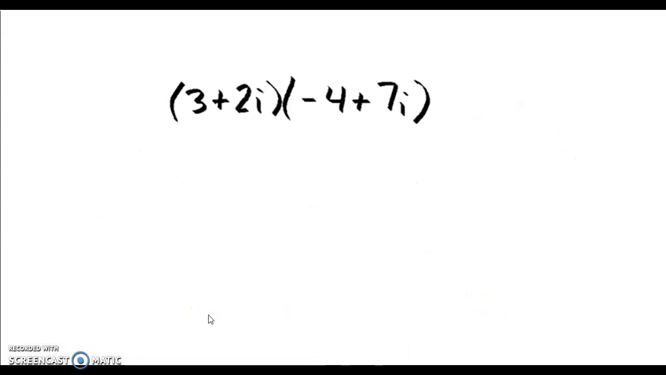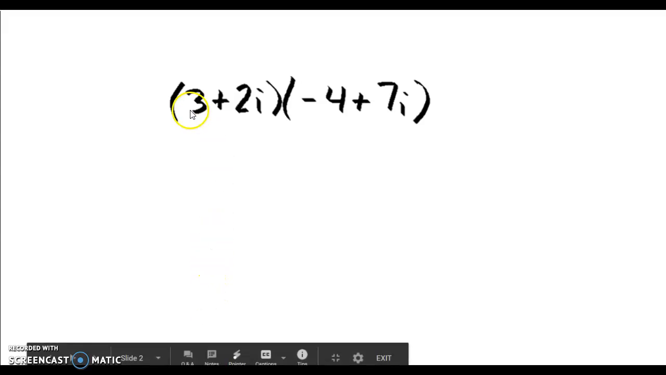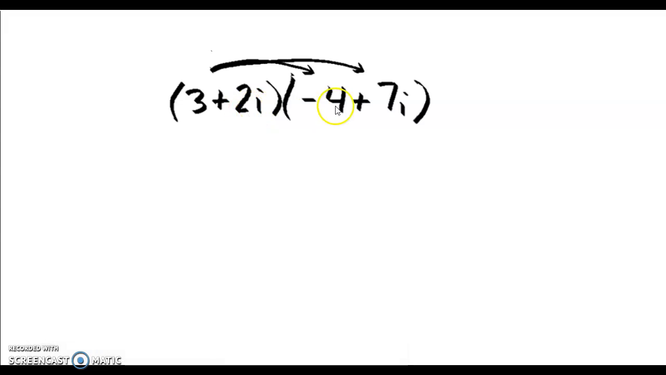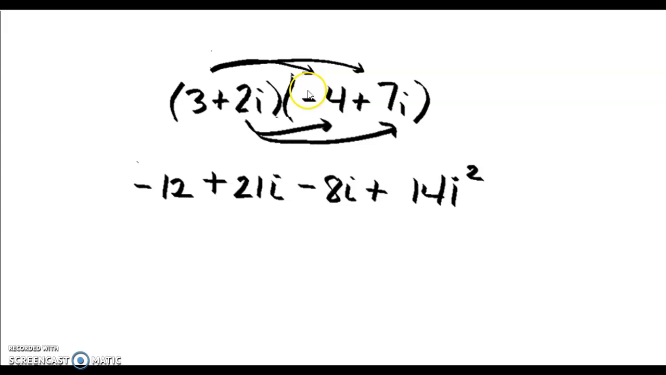Here is a multiplication problem. I'm going to FOIL, or give the 3 to both of these, and then 2i to both of these. So we go ahead and do that. 3 times negative 4 is negative 12. 3 times 7 is 21i. 2i times negative 4 is negative 8i. And 2i times 7i is 14i squared.